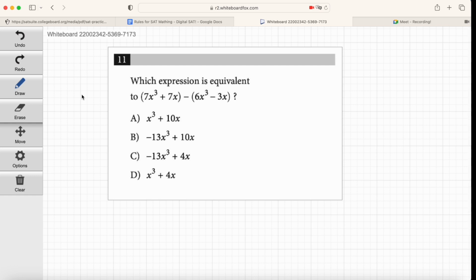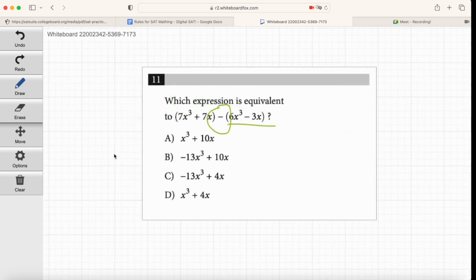Before we combine like terms, I would probably distribute that negative sign right here to the terms in parentheses on the right-hand side. Does that make sense why we have to distribute that negative sign? Because we're subtracting all of that stuff in parentheses. We're subtracting 6 times x to the power of 3, and we're subtracting negative 3x. So we need to distribute that negative sign. Let me start by copying the expression. The left-hand side stays the same, so we're going to get 7x to the power of 3 plus 7x.